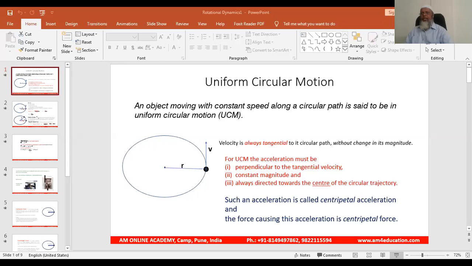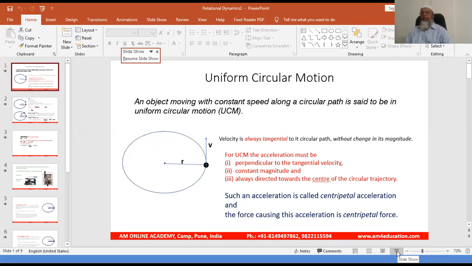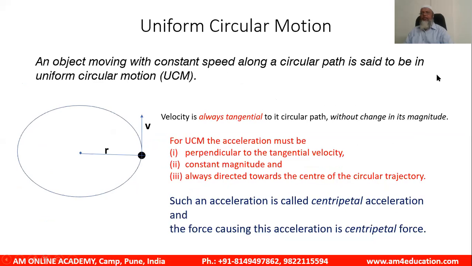First, let us see what is uniform circular motion. A uniform circular motion is that circular motion in which the speed of the particle is constant. I'm talking about speed, not velocity. Speed of the particle is constant throughout the motion. That particle should move along the circumference of the circle, and its speed should be constant. Then it is called uniform circular motion.